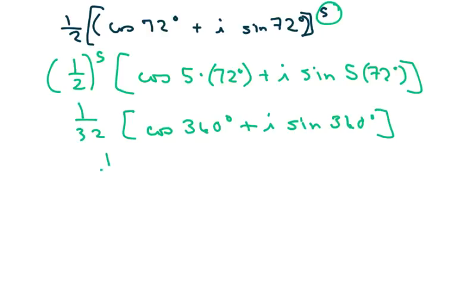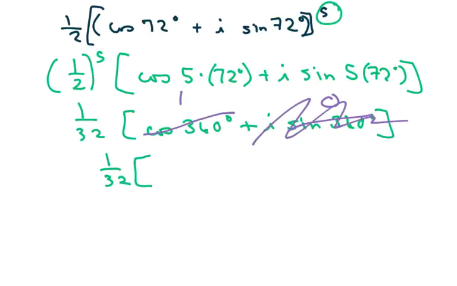So this is going to be 1 over 32 times cosine of 360 is 1, and sine of 360 is 0. So this whole thing is just going to zero out. So we're just going to get 1, and our answer is 1 over 32.